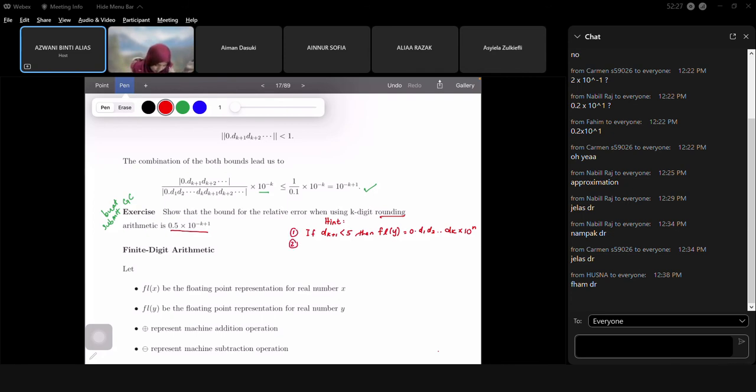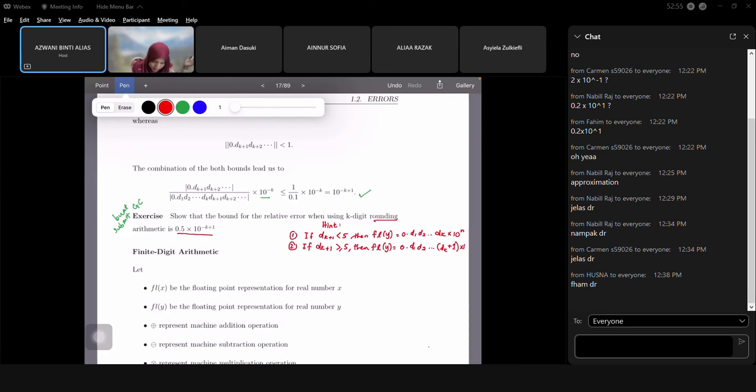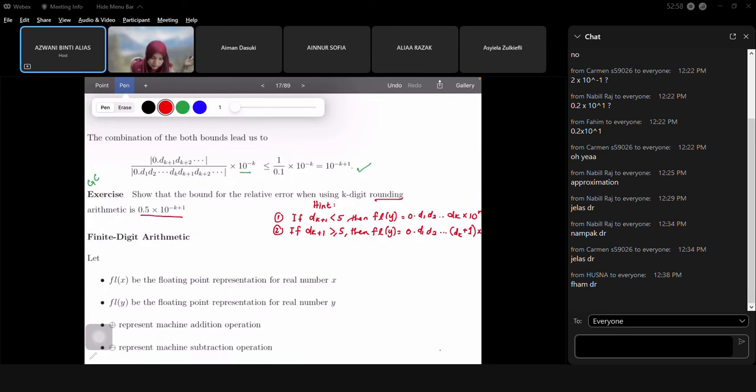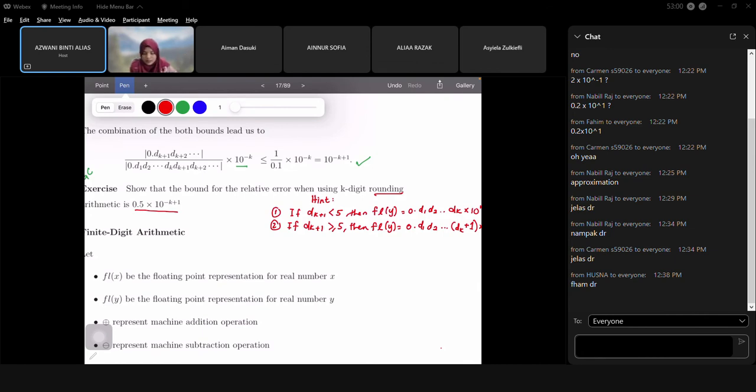The second possibility is if D(K+1) is greater than or equal to 5. Then the floating number of Y you get is 0.D1, D2, up to DK plus 1, because it is greater than 5, times 10 to the power of n. Those are the two cases to be considered.